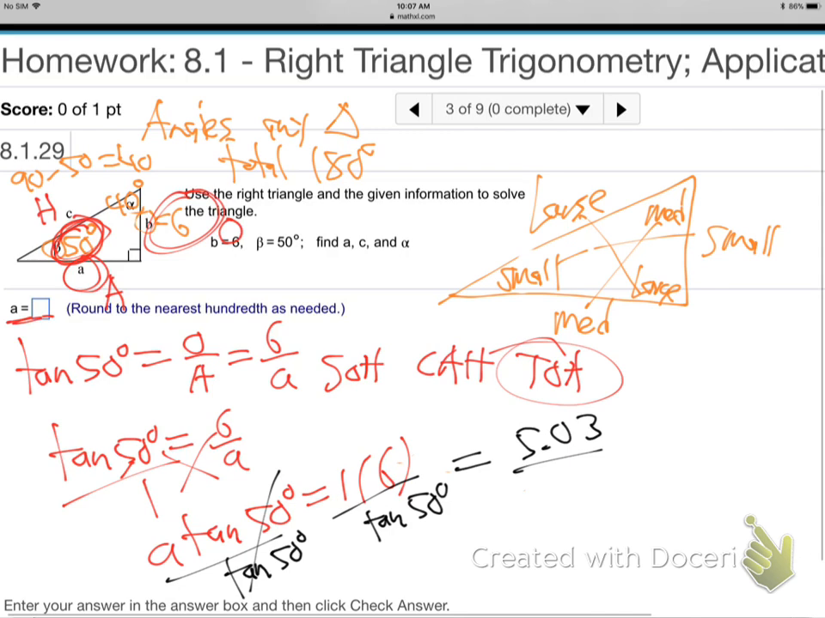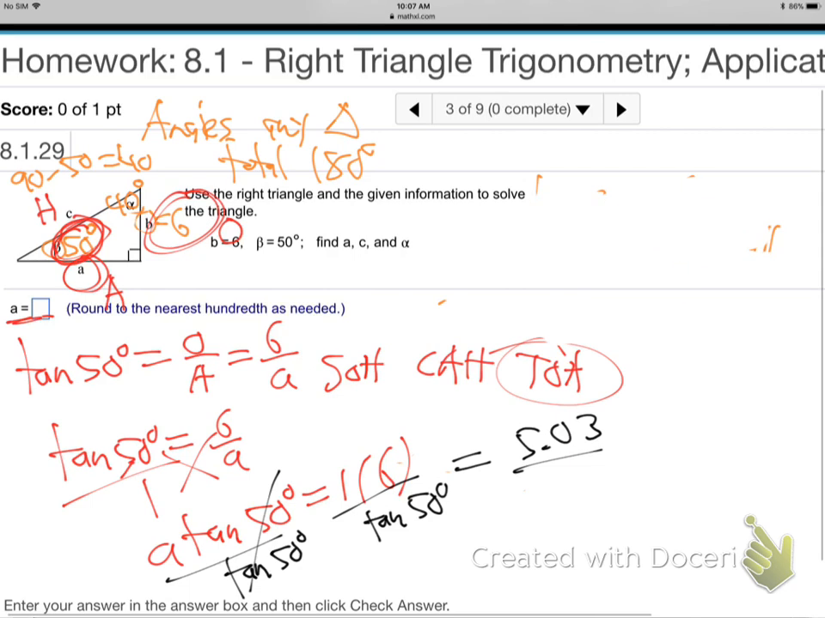One more step and we're done. The last thing, we found all 3 angles. We found 2 sides. We only got 1 side left to go, and we got everything. That is side C. They want me to find side C. So how do I find side C?